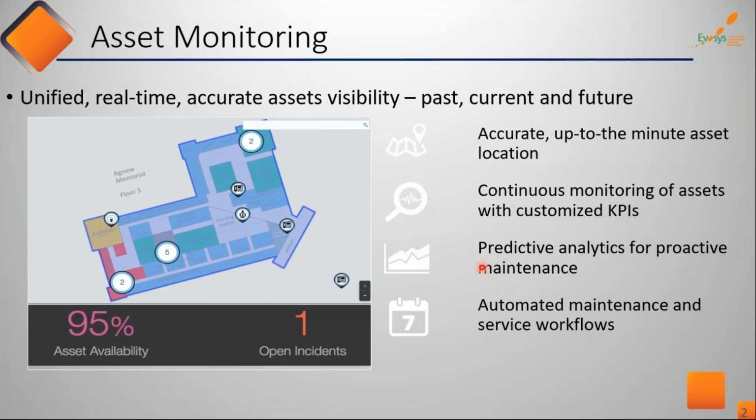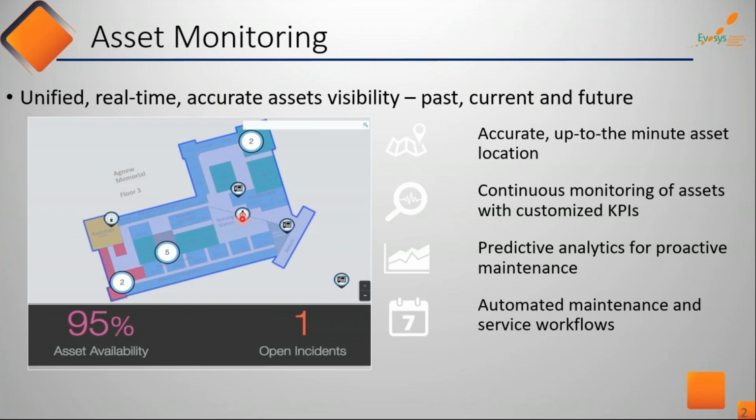Now let's take a deep dive into each of the solution products that we talked about. Oracle IoT Asset Monitoring uses unified and real-time accurate asset information, giving visibility of your assets' past, current, and future state. You can create geofencing, you can have accurate up-to-the-minute asset location in real time, and asset movements within an organization can be tracked. It will give you continuous monitoring of assets and customized KPIs.